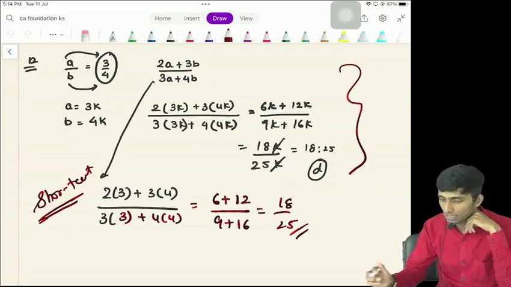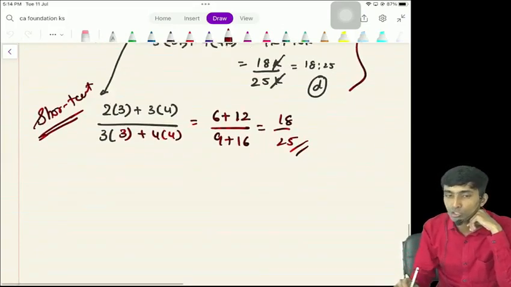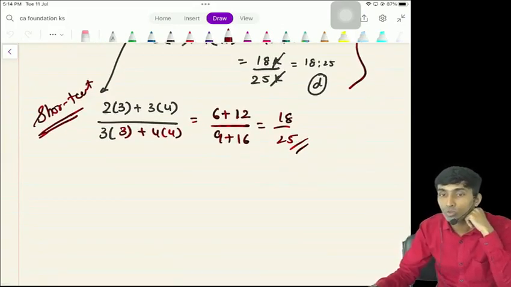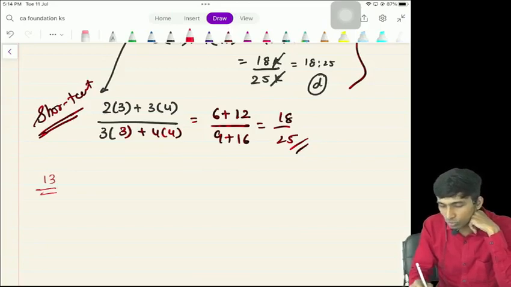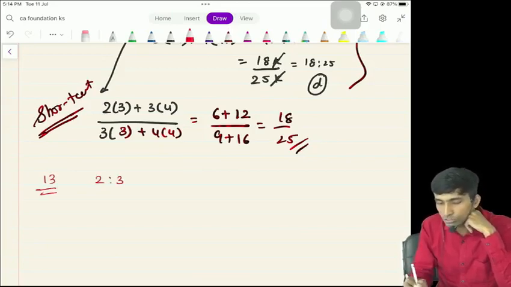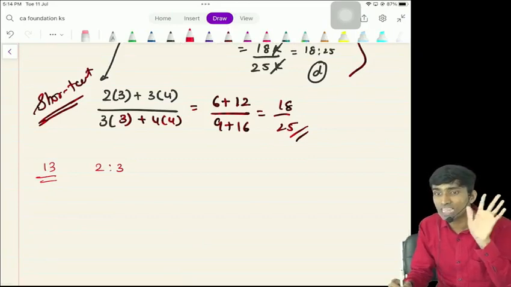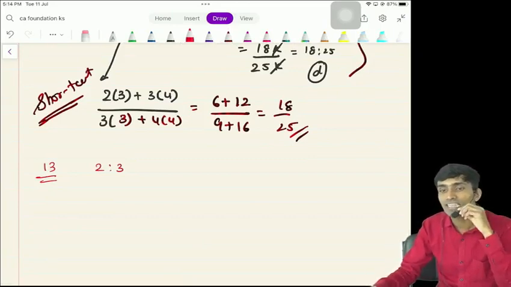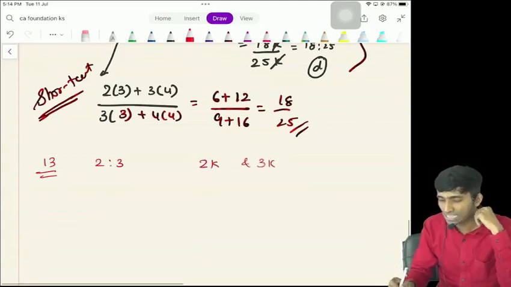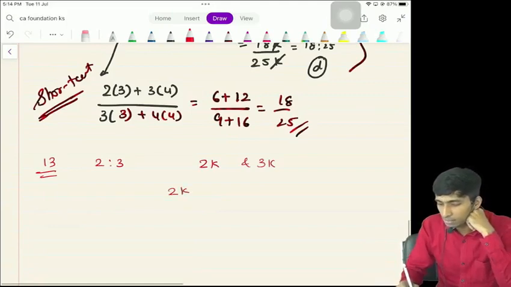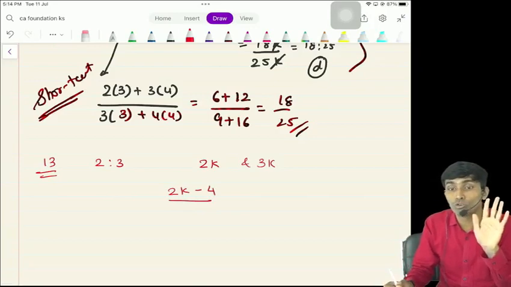Completed. Next one. See in your book, the 13th question. Two numbers are in the ratio 2 is to 3. If 4 is subtracted from each, they are in the ratio 3 is to 5. So can I say my numbers are 2k and 3k? Yes or no? So what they are saying, 2k minus 4 upon, see 4 is subtracted, go slow.